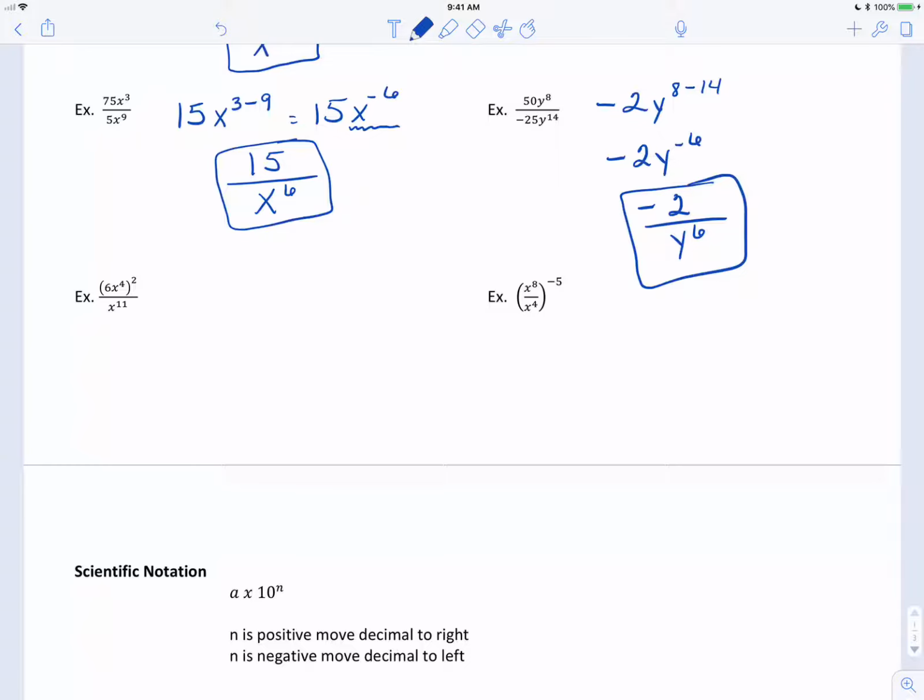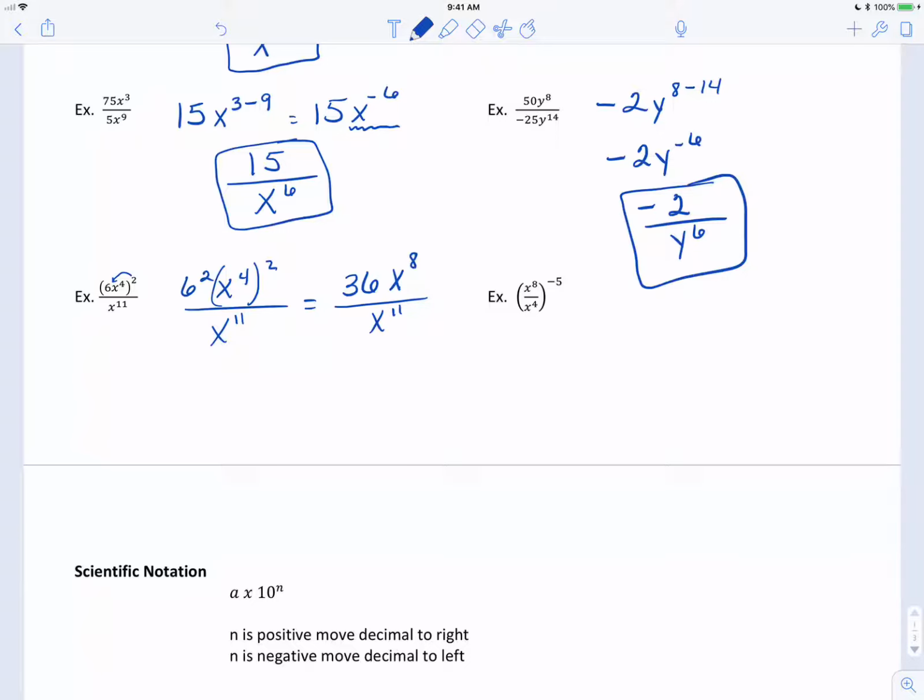All right, so let's look at this rule. What happens when we've got something in parentheses? Remember, that means everything in these parentheses is brought to that second power. So 6 squared, and then x to the 4th is also squared all over x to the 11th. So remember that the bottom, that denominator, x to the 11th, is not in parentheses, so he does not get brought to the second power. All right, so 6 squared is 36. X to the 4th raised to the second power means we multiply. So 4 times 2 is 8. So that's x to the 8th over x to the 11th.